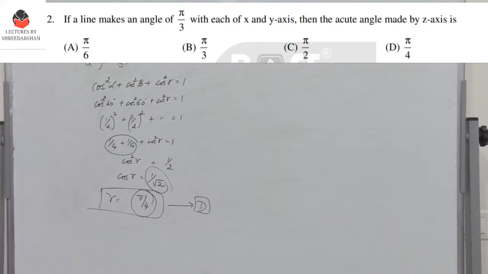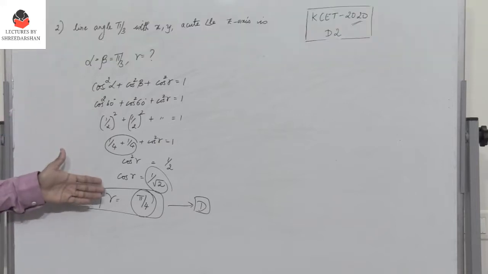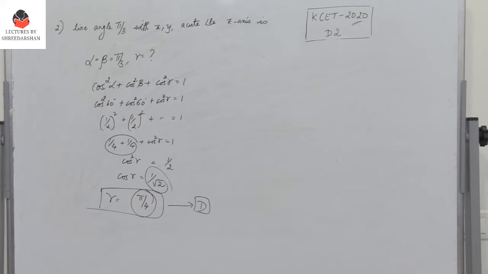Right? So to solve this problem, we need to remember this expression cos square alpha plus cos square beta plus cos square gamma equals 1, and of course we need to remember that cos pi by 4 equals 1 by root 2. Okay, so very simple problem which appeared in KCET 2020.